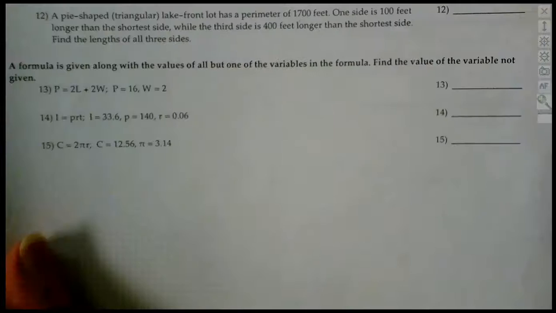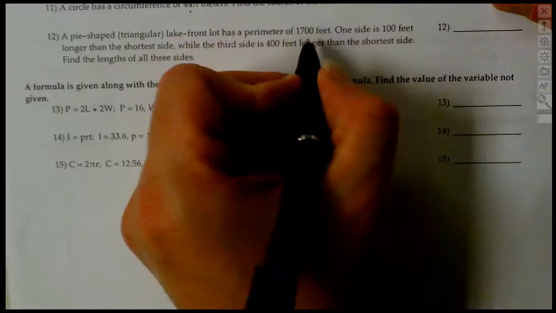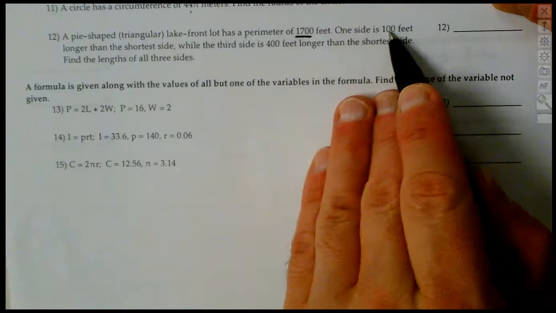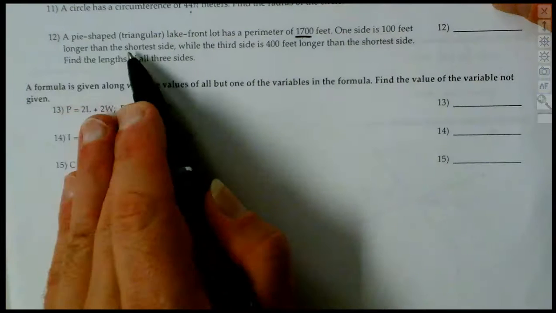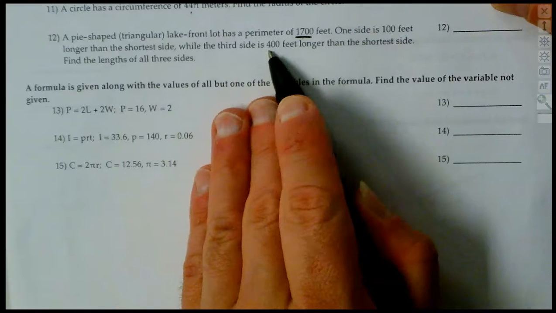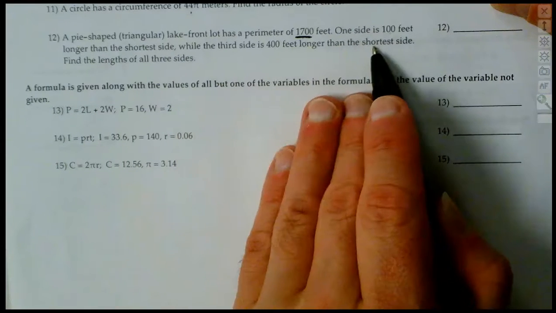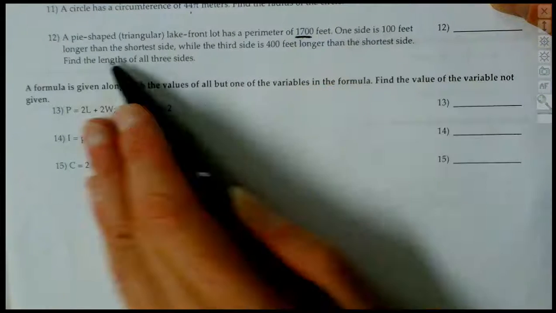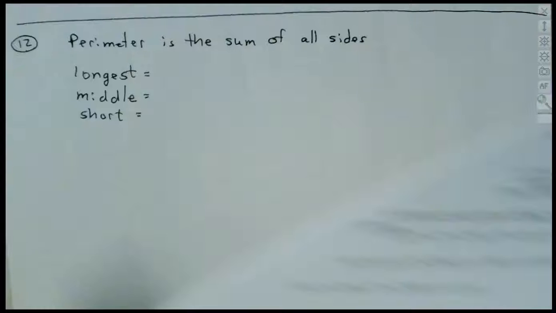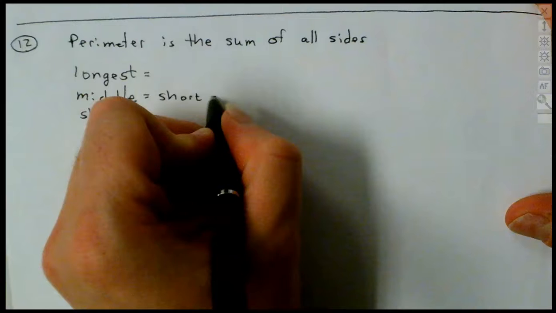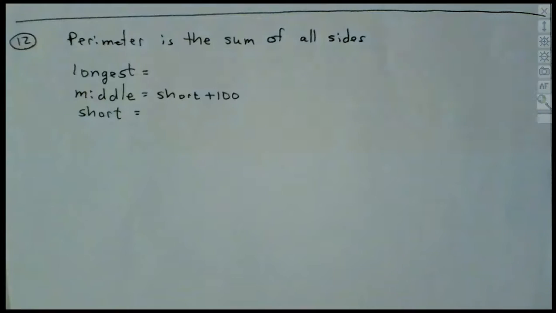So we're going to read it again, make sure we got all the pieces labeled out. This 1,700, that's your perimeter. We'll deal with that later on. It says one side is 100 feet longer than the short side, while the third side is 400 feet longer than the shortest side. Okay, so one side is 100 feet longer than the short side. So that's going to be your middle side, and that's going to be your short side plus 100. Okay, that's going to be your middle one.